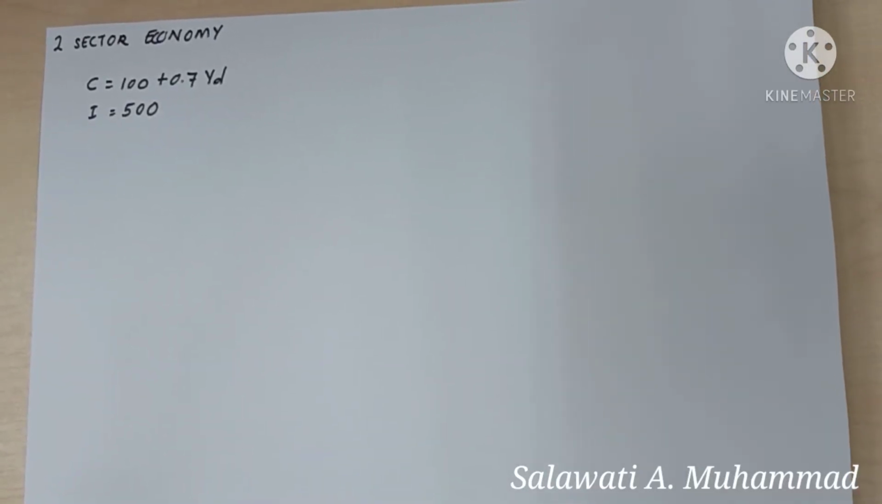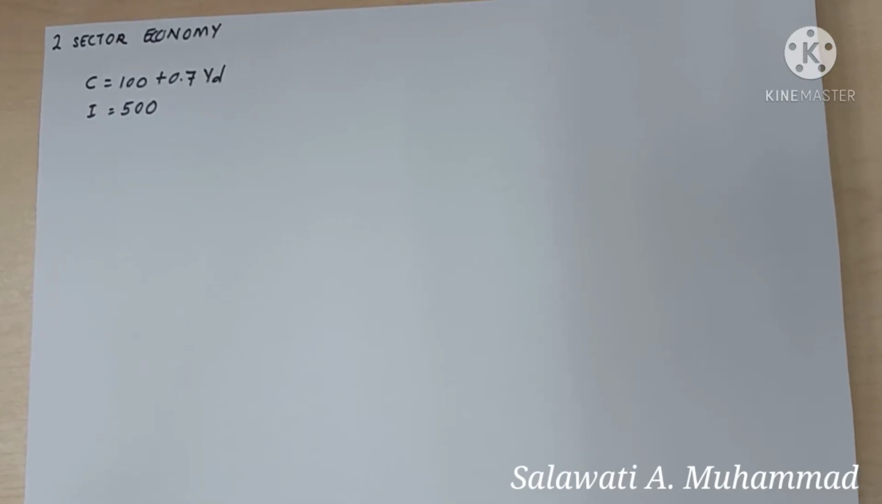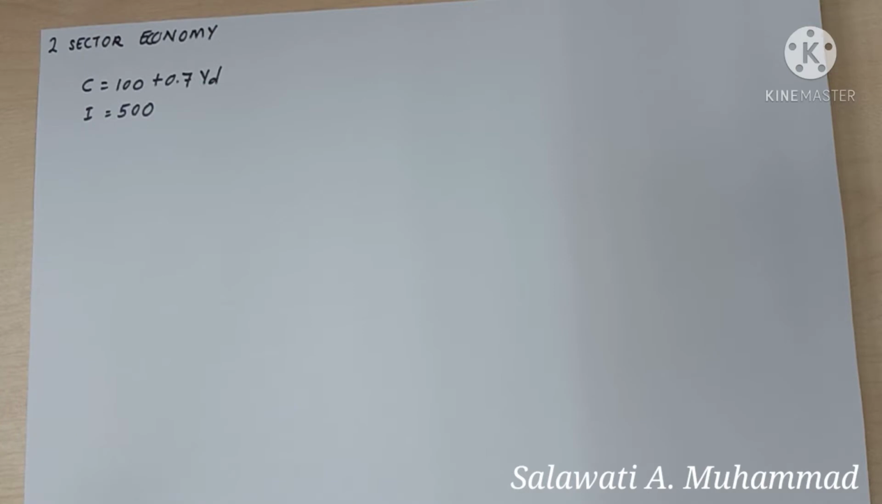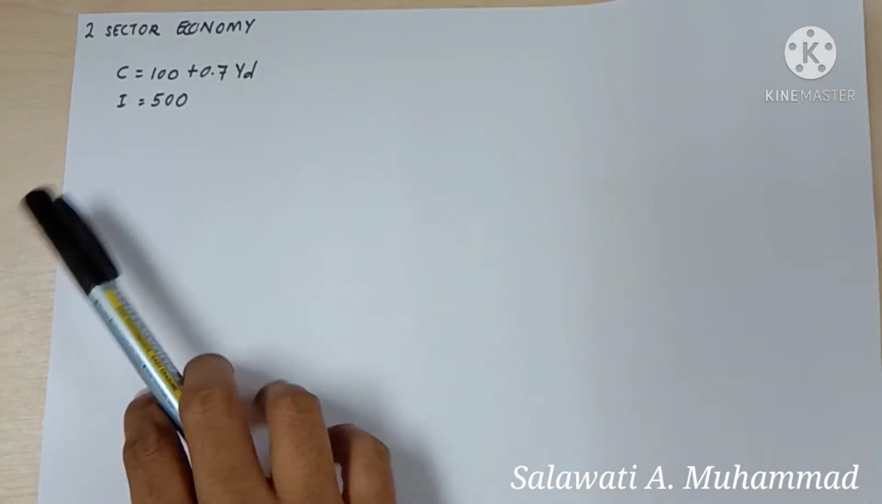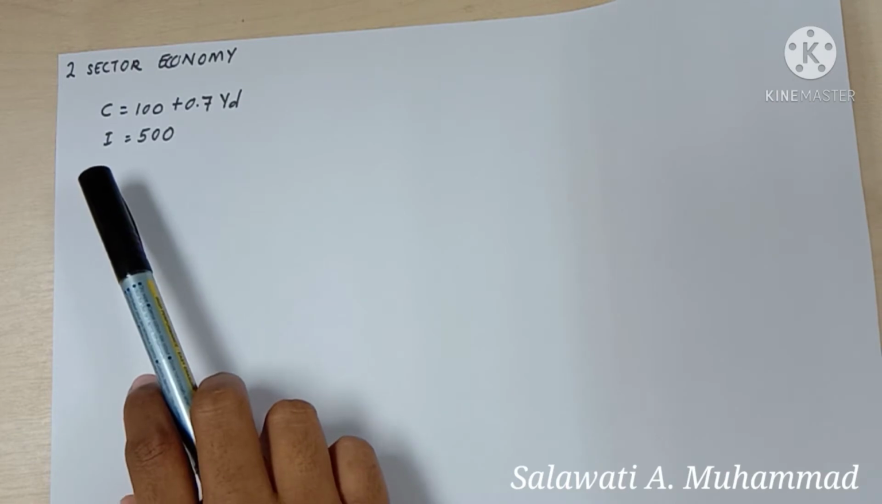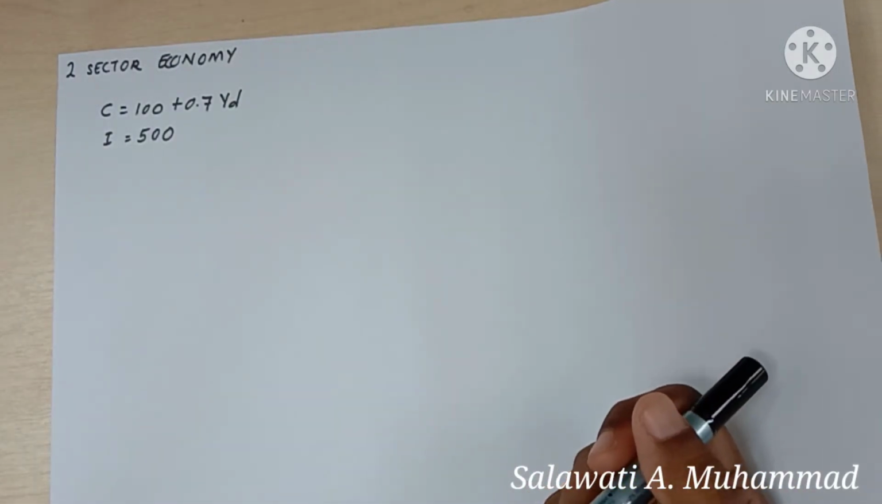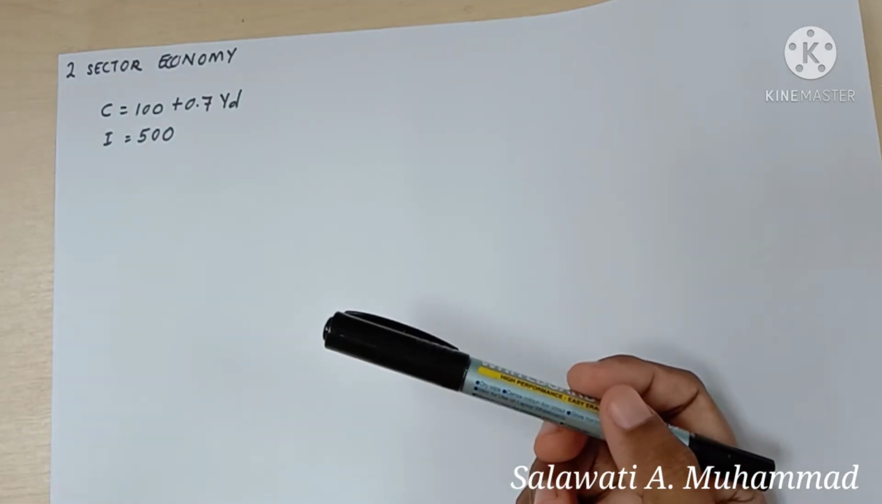Okay, so this is the equation for a two-sector economy. For a two-sector economy, we have households and firms. Households will make consumption, while firms will make investment. The equation for consumption is C equals 100 plus 0.7 YD, while investment is 500. So what is the equilibrium amount for this two-sector economy?